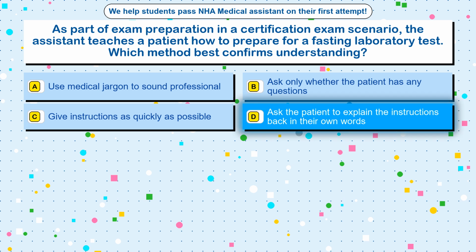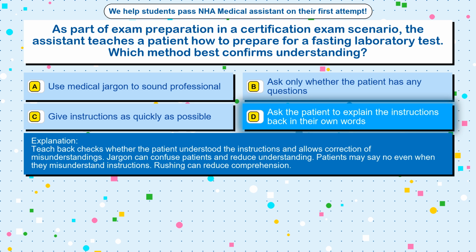The correct answer is option D. Ask the patient to explain the instructions back in their own words. Teach back checks whether the patient understood the instructions and allows correction of misunderstandings. Jargon can confuse patients and reduce understanding. Patients may say no even when they misunderstand instructions. Rushing can reduce comprehension.